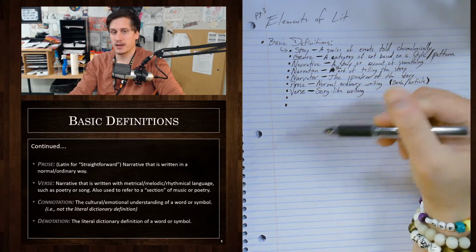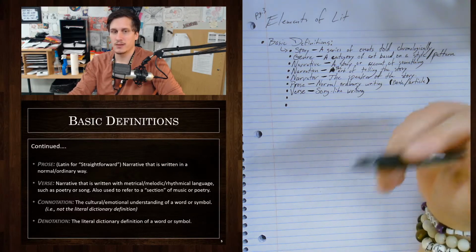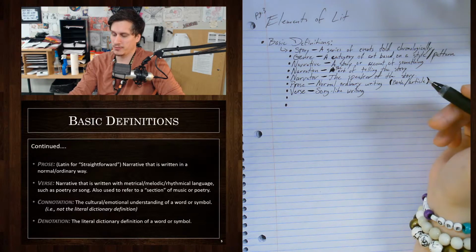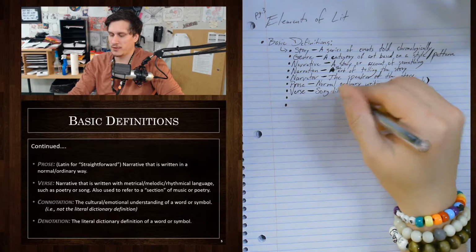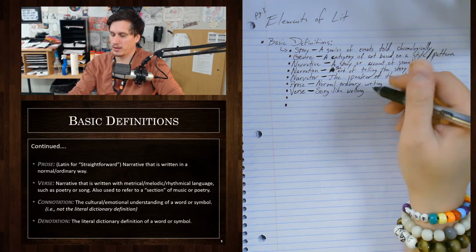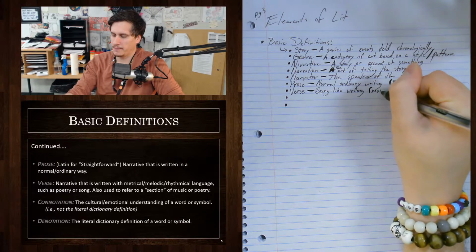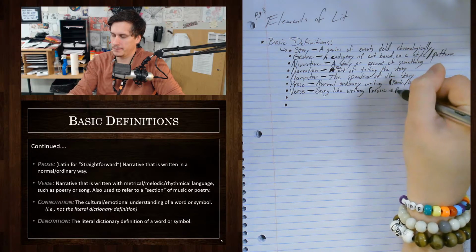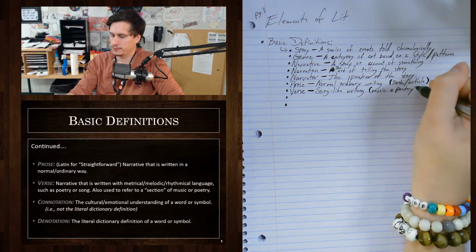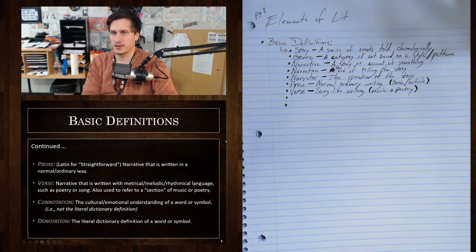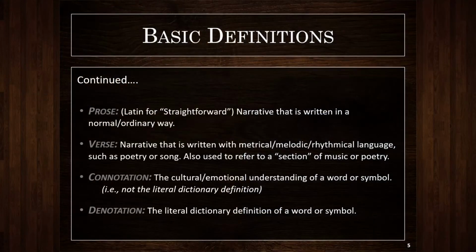Now, I understand from my definition there what melodic or rhythmical language means. So if that makes sense to you, then you should write down those words. But for simplicity's sake, I just put song-like writing. And then in parentheses, I'm going to say like music and poetry. Okay, just to make sure you guys have a good idea. Take a look at that.